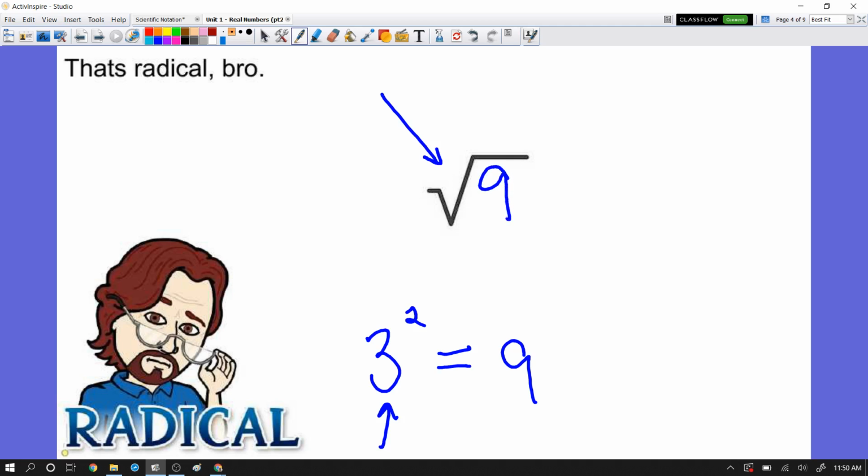Basically what that's asking you is what number multiplied by itself is 9? And the answer is 3. So it's undoing this square. So you can see how these undo each other.